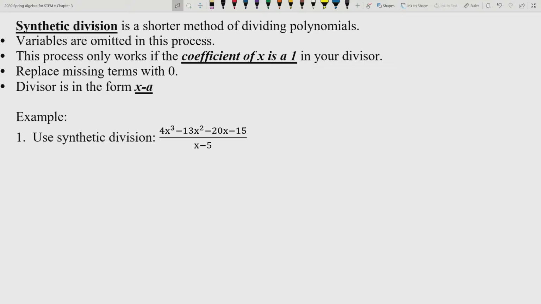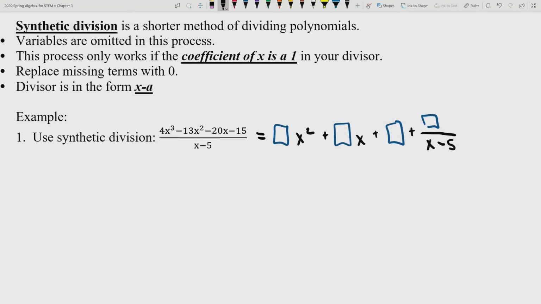So how do I use synthetic division to solve a problem like 4x cubed minus 13x squared minus 20x minus 15 divided by x minus 5? Well, when I divide a third degree polynomial by a first degree polynomial, the answer is going to be a second degree polynomial or a quadratic. So it's going to have the form something times x squared plus something times x plus something, that's the constant, plus the remainder divided by x minus 5, the original divisor. So this problem is just to find what these numbers are.